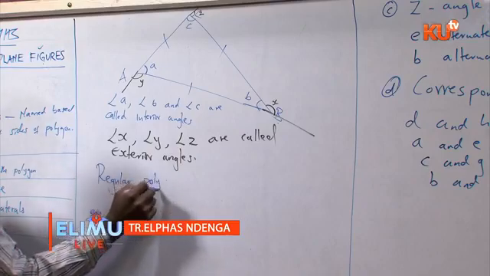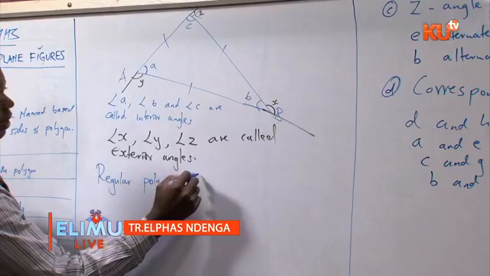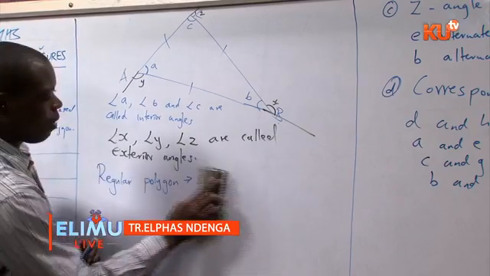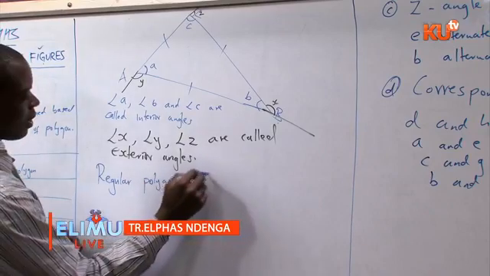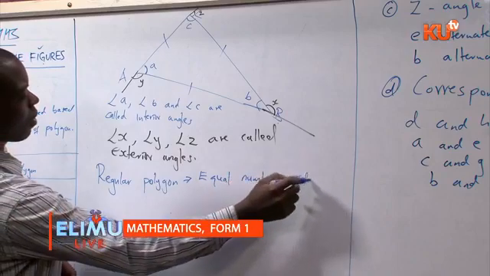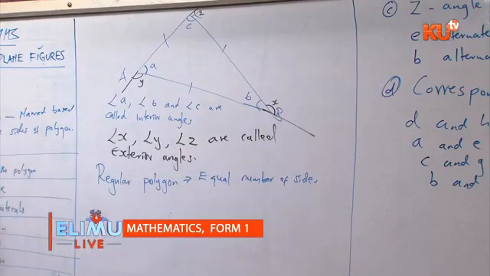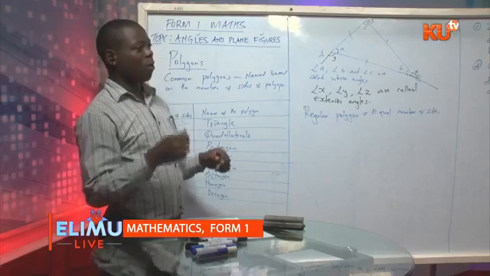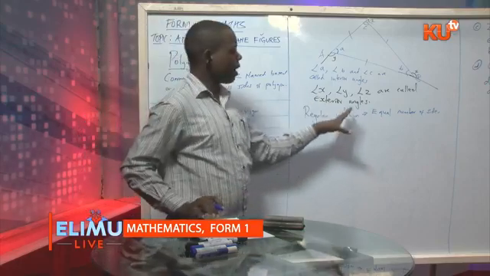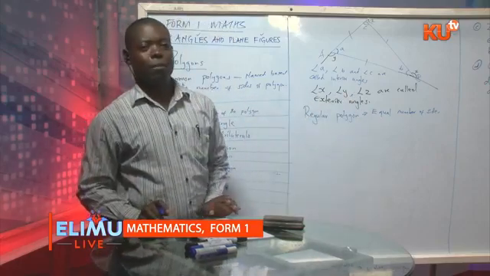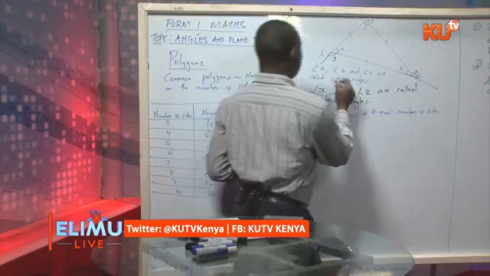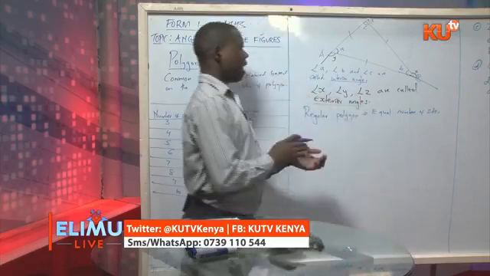In a regular polygon, it has what we call an equal number of sides. So in terms of length, these sides are always equal. And so when you calculate anything in relation to a regular polygon, there are formulas that we need to adopt. And these formulas are based on either interior angles or exterior angles.